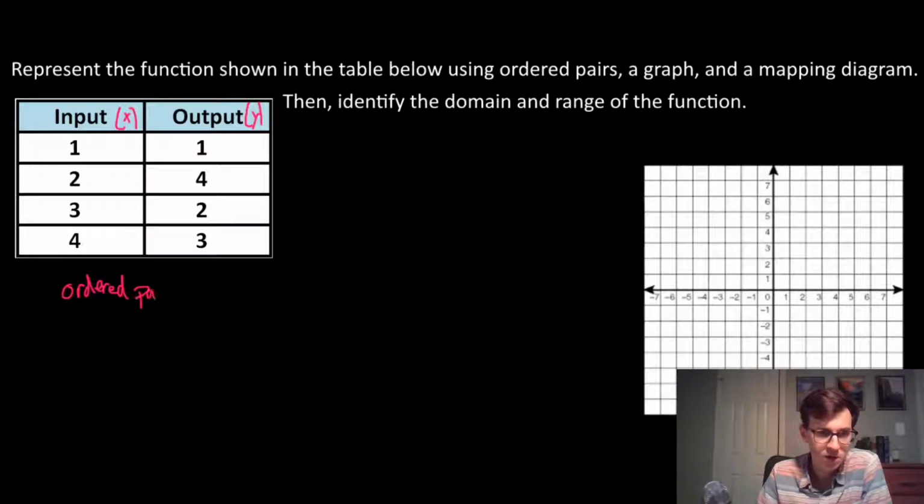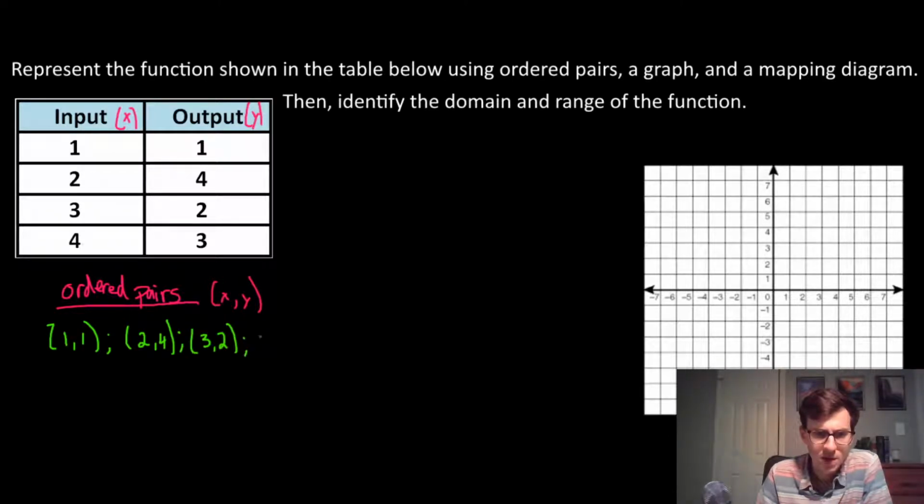Ordered pairs. Well, remember ordered pairs, I put my input first and my output second. So the ordered pairs for this would be (1, 1), because those two go together. And we use semicolons to separate those. (2, 4), (3, 2), and (4, 3). Okay, so those are my ordered pairs. Great, not too bad.